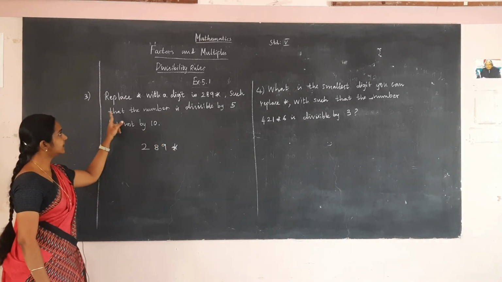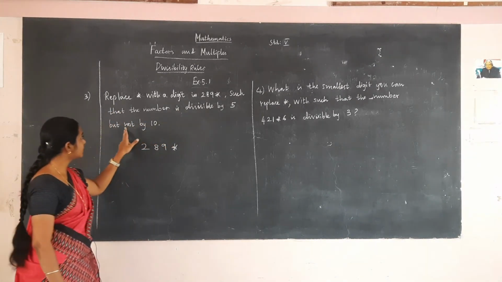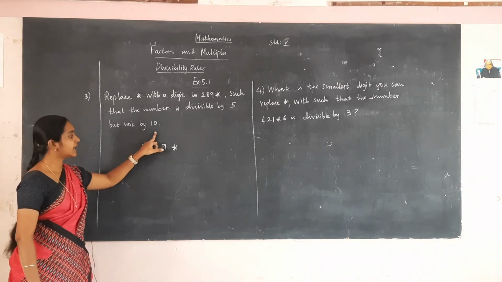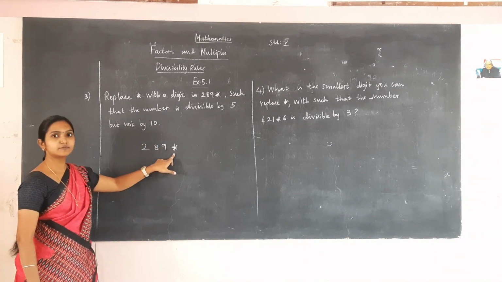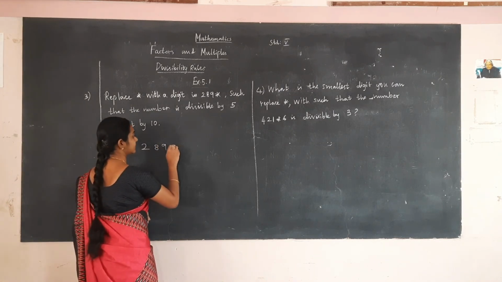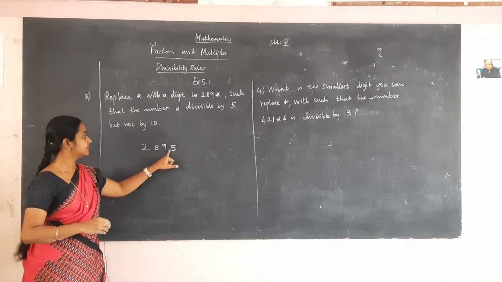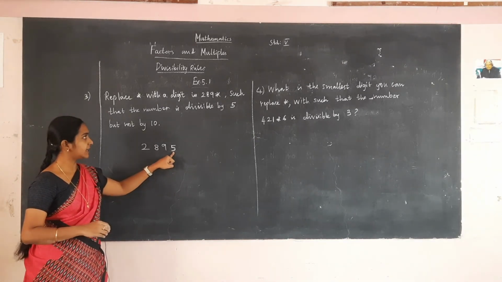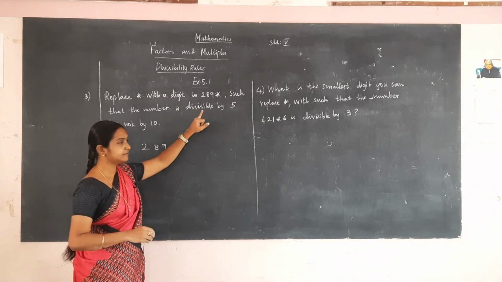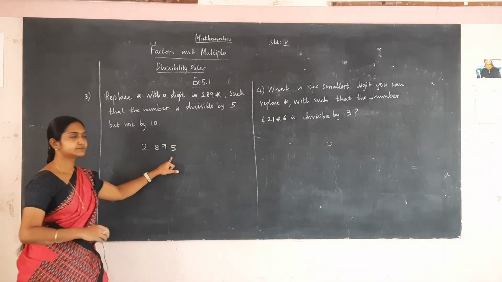It is given that the number should be divisible by 5 and not by 10. So we have to replace star with 5. In the place of star we have 5. If we write 5, the number will be divisible by 5 only and it will not be divisible by 10.